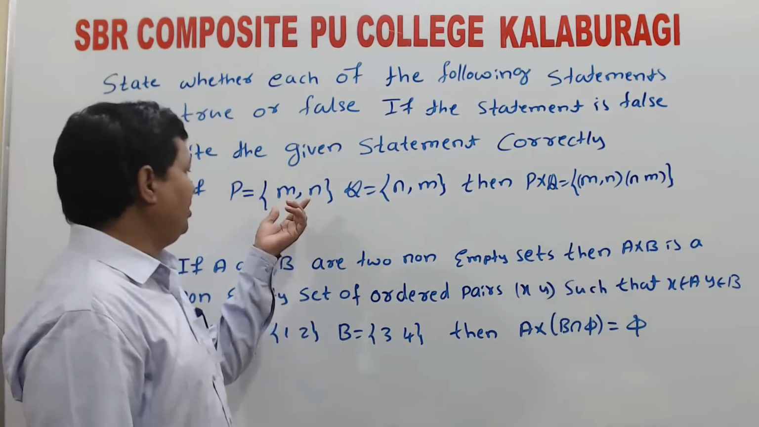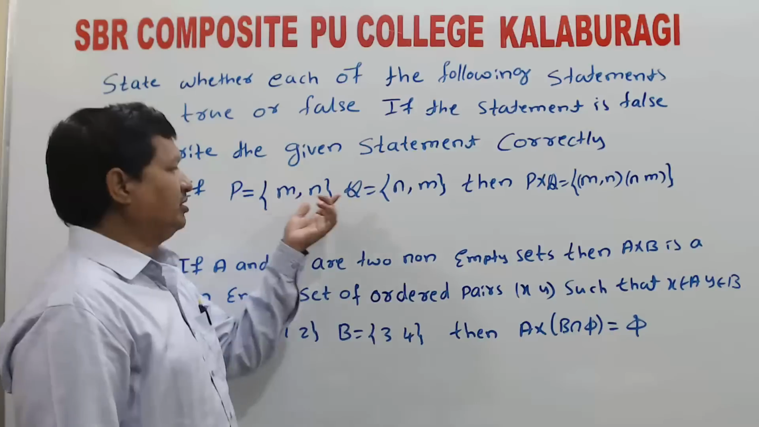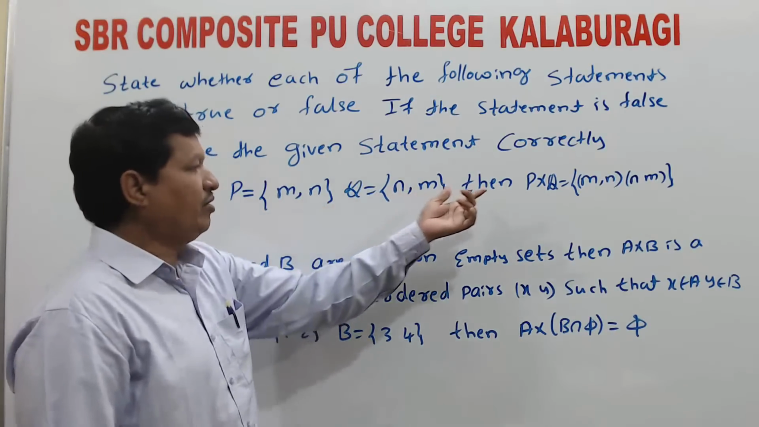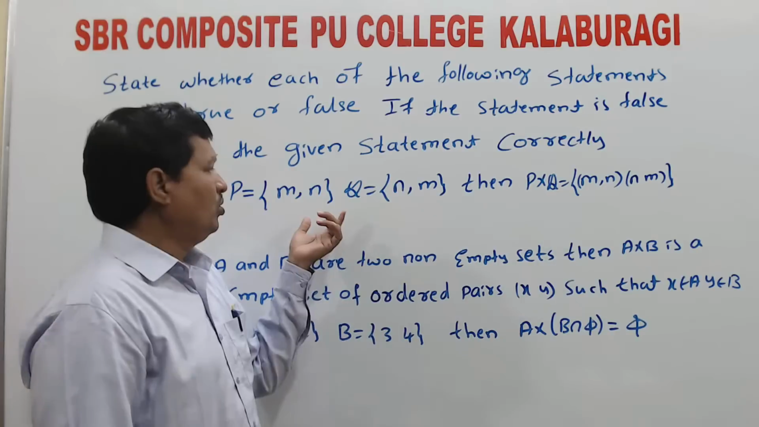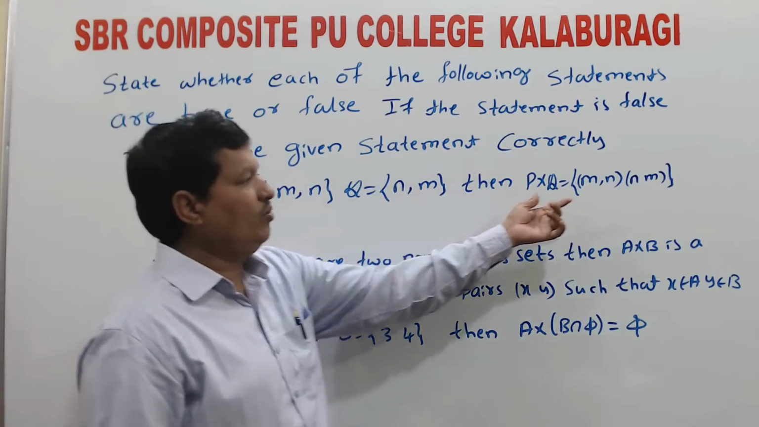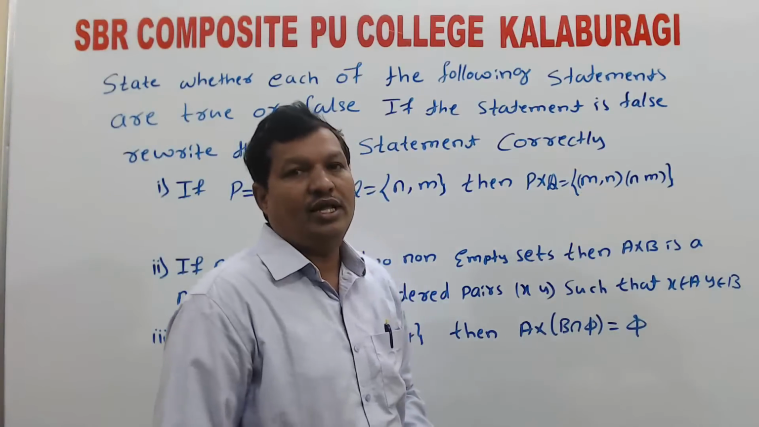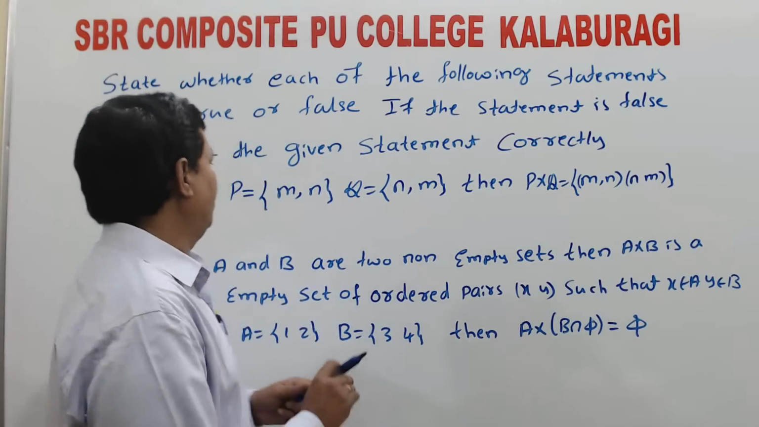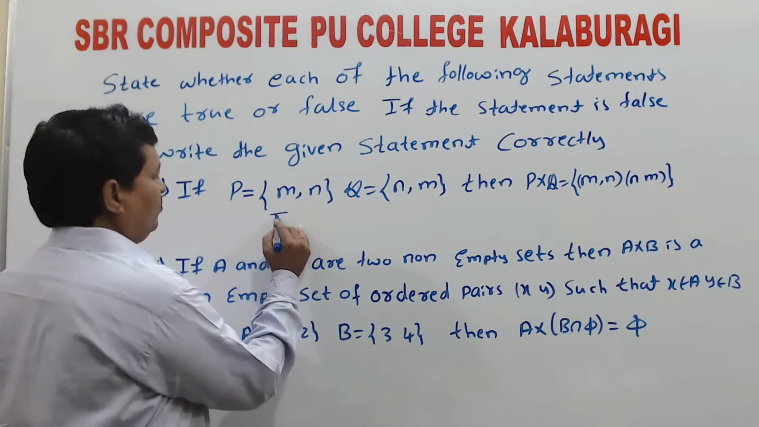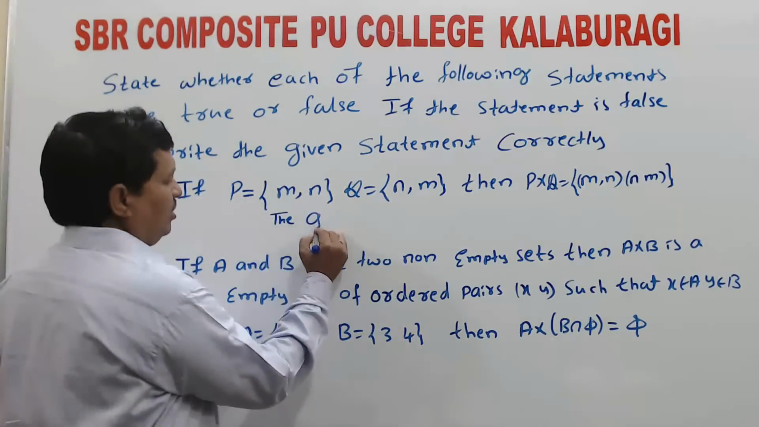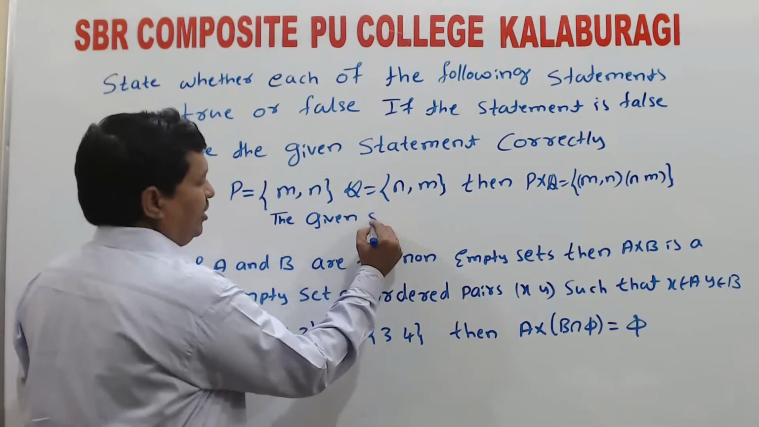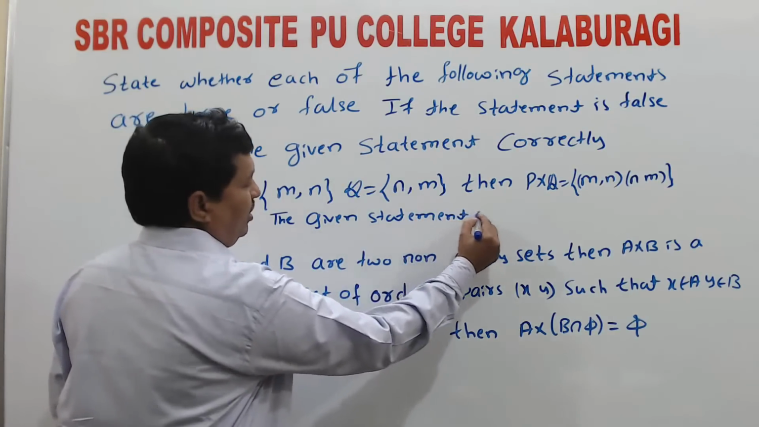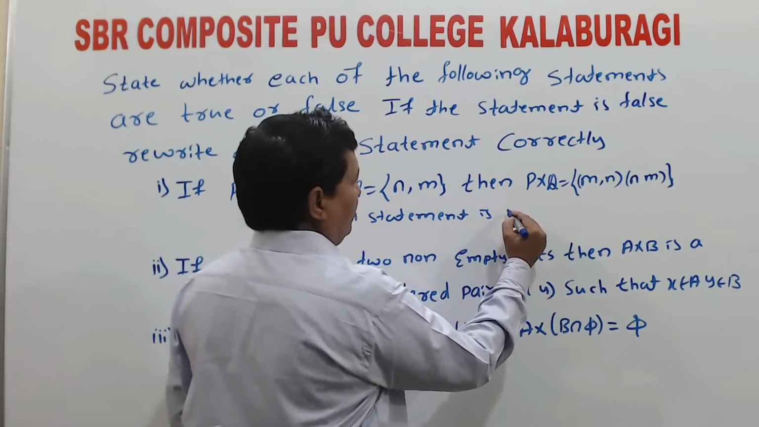See here, how many elements does P have? Two elements. Q has two elements. The number of elements in P cross Q equals 2 into 2, which means 4. Here only 2 are given. Therefore, the given statement is not correct. The given statement is an incorrect or false statement.